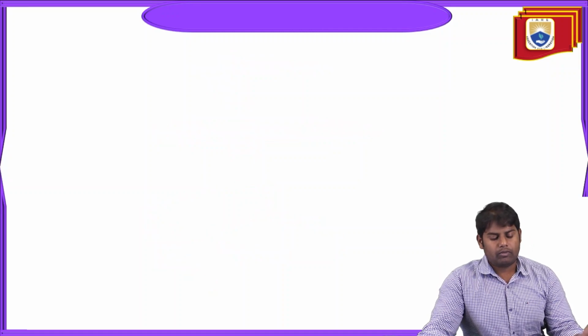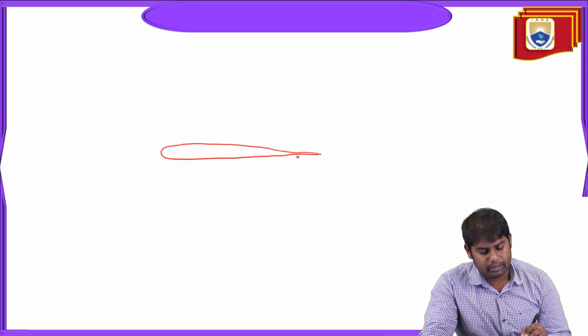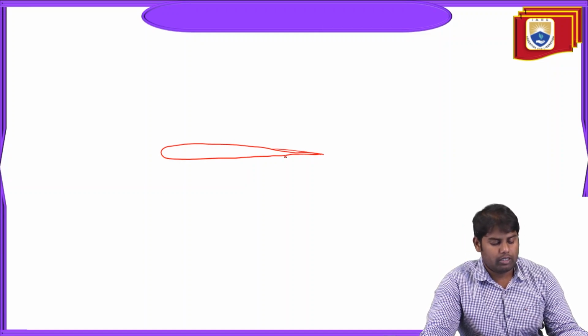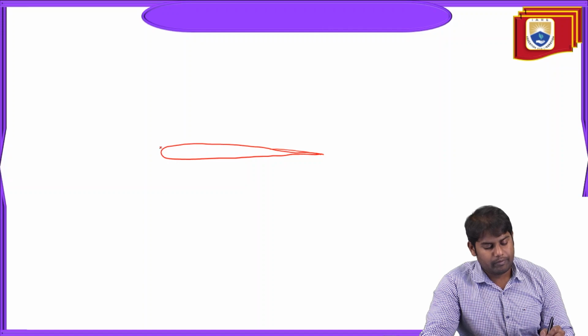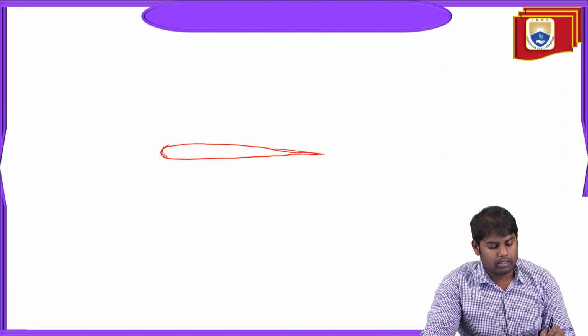Now let us take any kind of airfoil. How do we generate a mesh for an airfoil? We'll see. Here you can see the front face of the airfoil is a kind of circular arc, a curved shape.